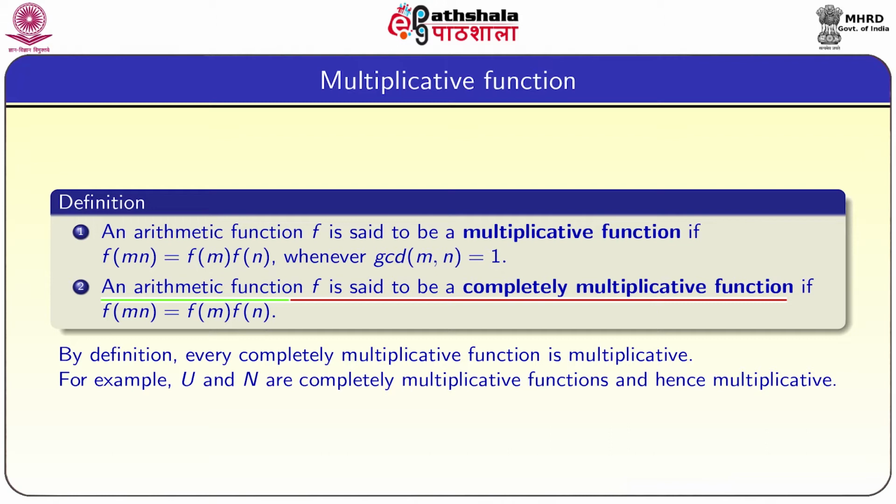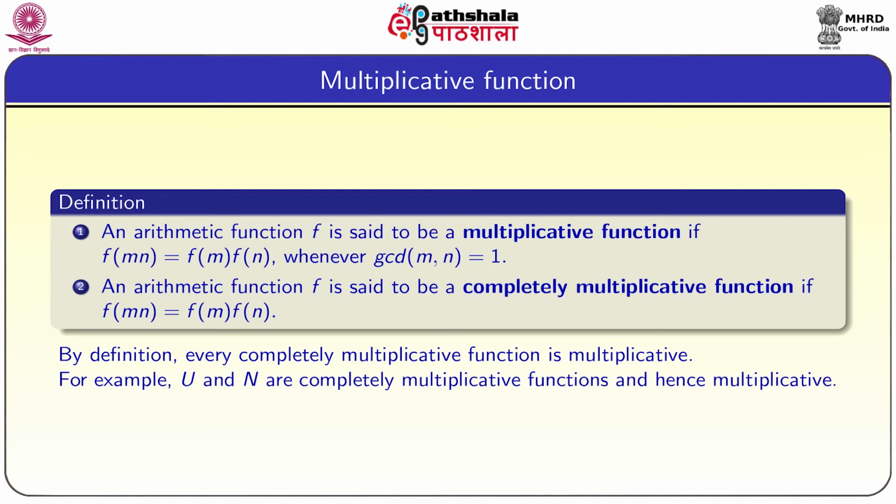An arithmetic function is said to be completely multiplicative if f(mn) is equal to f(m) into f(n). Here there is no condition on m and n. If you look at the multiplicative function, the GCD of m comma n has to be 1, whereas in the completely multiplicative function there is no condition.